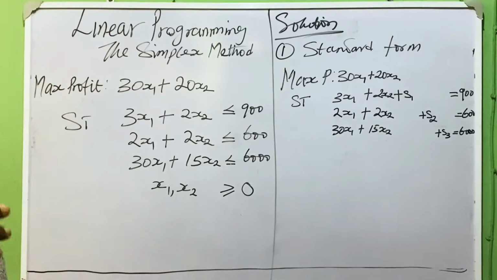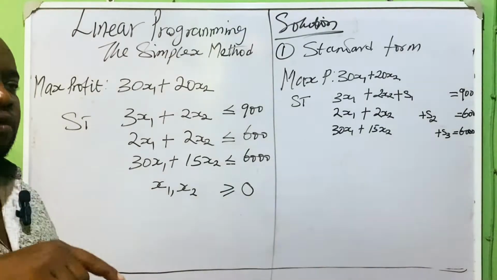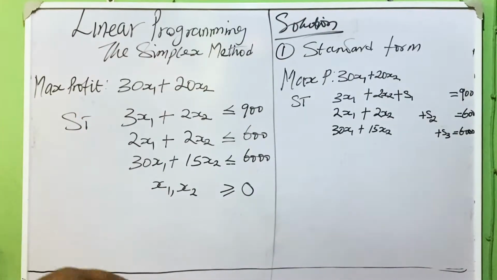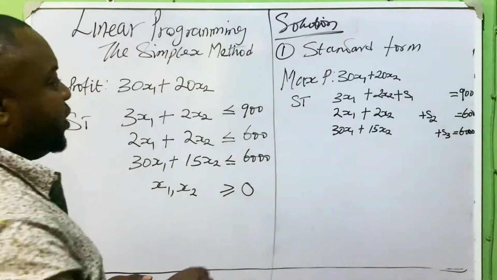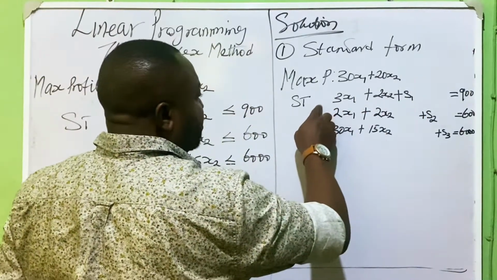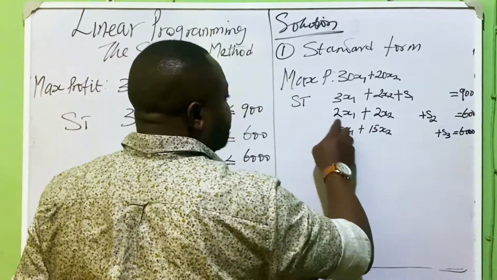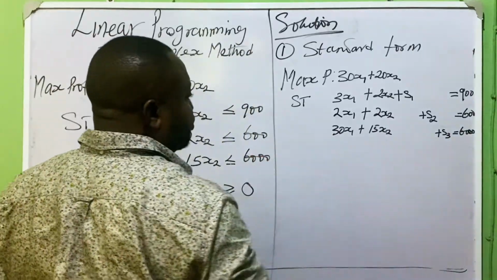So we've been able to bring in our artificial variables that will represent that part of the resource available that may not go into the program proper. That is why we have S1 to represent the first structural constraint, S2 the second constraint, S3 the third constraint.